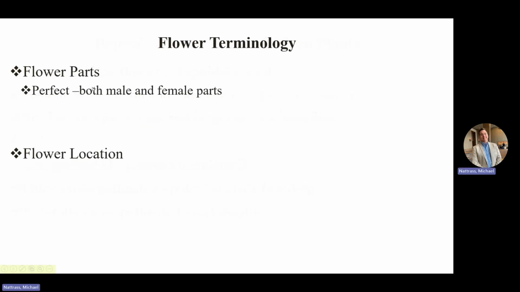All right, so going back to plant science, there are perfect and imperfect flower parts. If a flower is perfect, it has both male and female flower parts. It is imperfect if it has either or. This is just the flower.